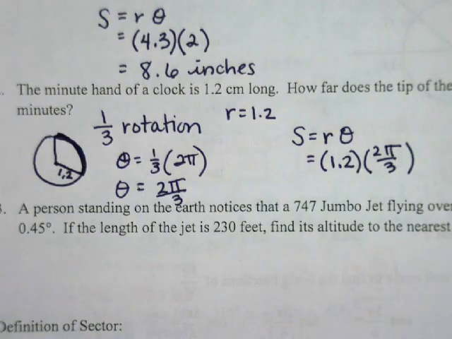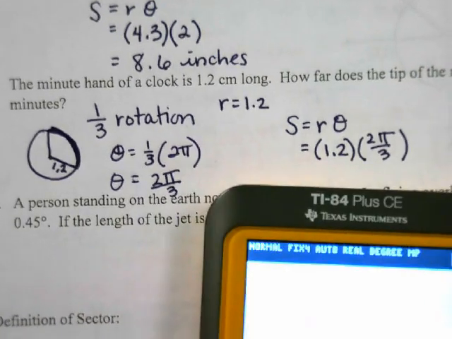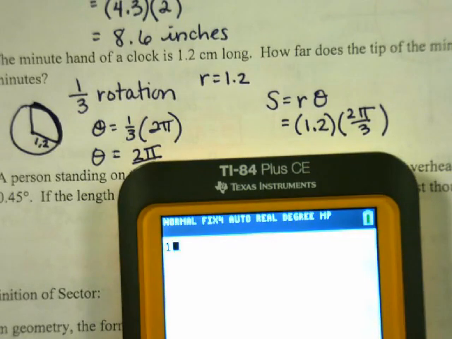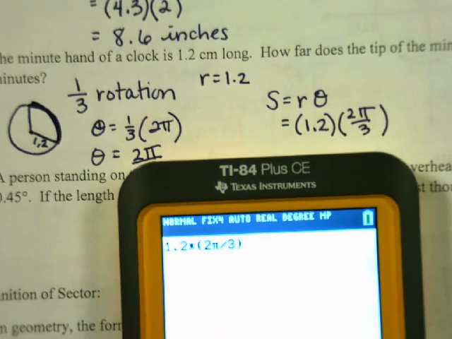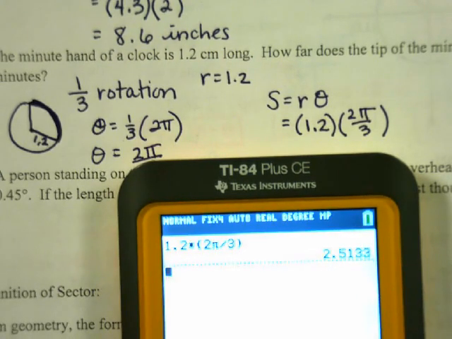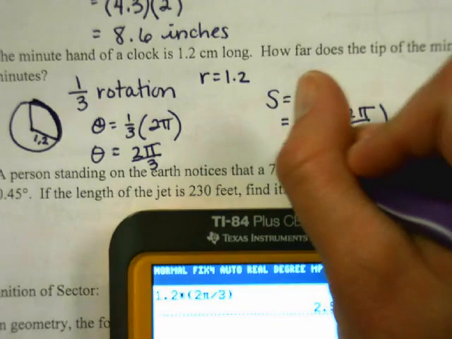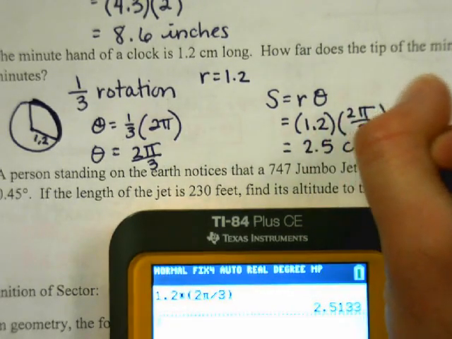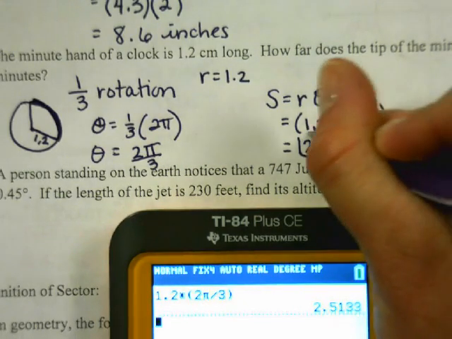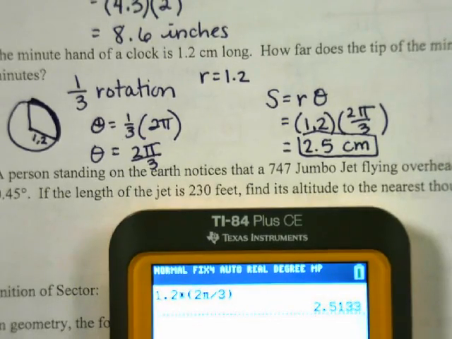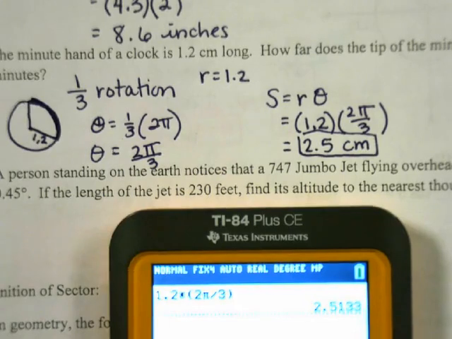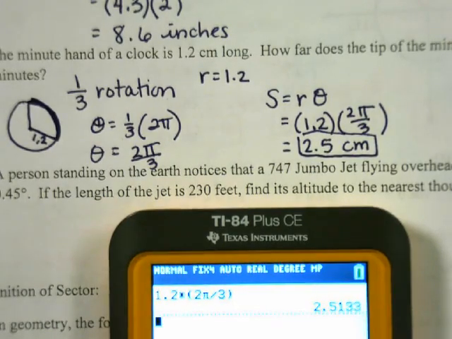Because 1.2 is a decimal, we can go ahead and put that pi in our calculator. So 1.2 times 2 pi divided by 3. How far is that minute hand moving? 2.5 centimeters. Yeah. If you want to leave it in exact, that's okay with me too. Okay? Exact, remember, is with the pi still in the answer. If you're going to put pi in your calculator, make sure you use the pi button and don't type in 3.14.